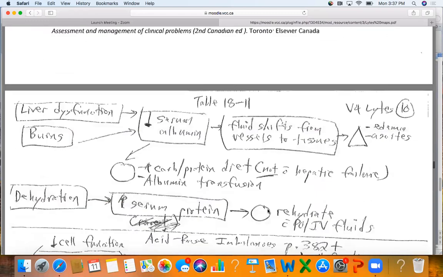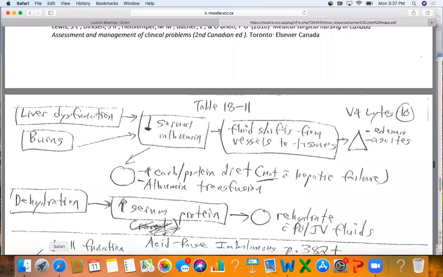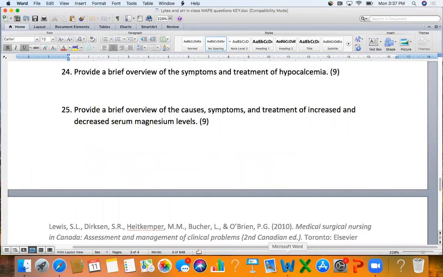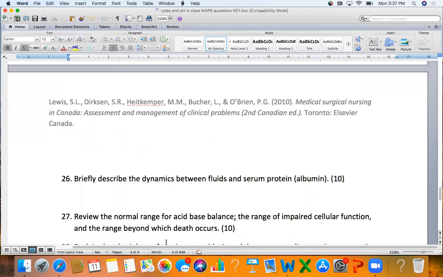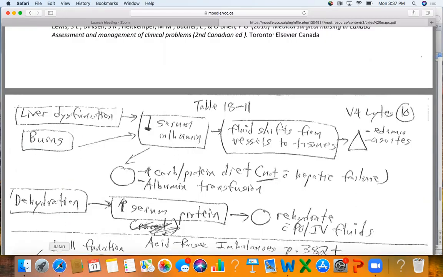Our last question here, number 26, for this video is asking us to talk about protein, specifically albumin in the bloodstream, and what role that plays in fluid shifts. So we've got a couple of reasons here, and these rectangles I'm hovering around are causes for a drop in serum albumin. We'll get into the specifics of those in later units. For now, we can take it at face value that they'll contribute to a lowered serum albumin.